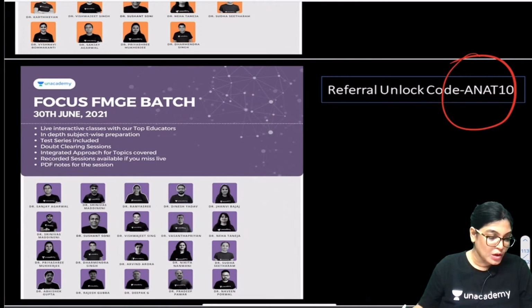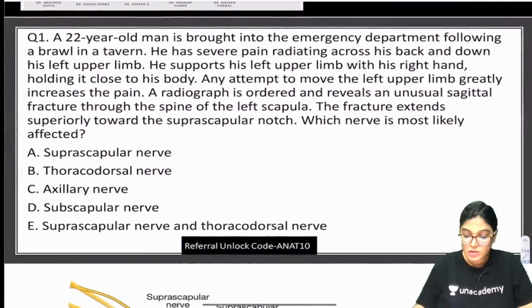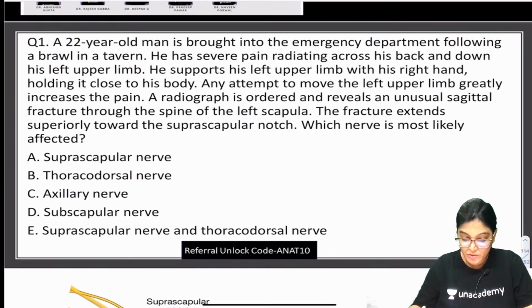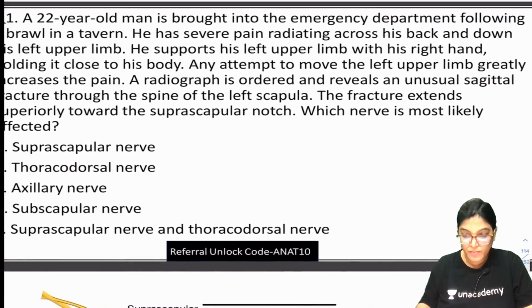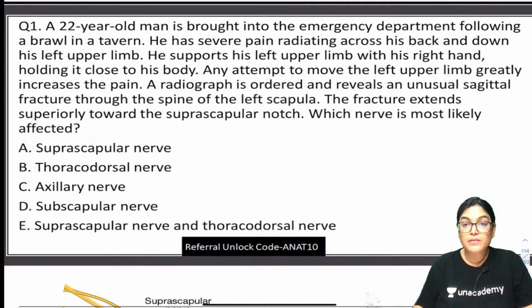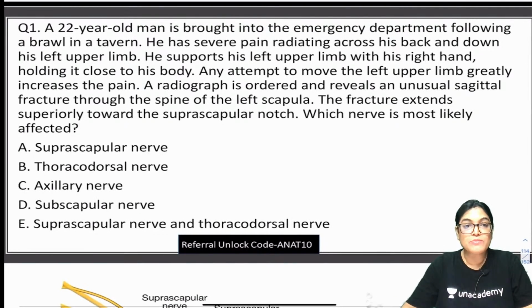So what I want to do now, I want to start with the session now. All the best to everyone. Let's start with the first MCQ for today's session. Question number one, this is a clinical MCQ. Let me read it for you.